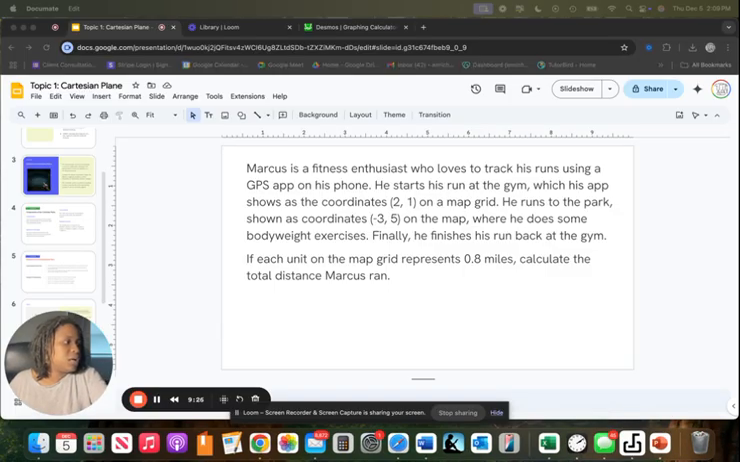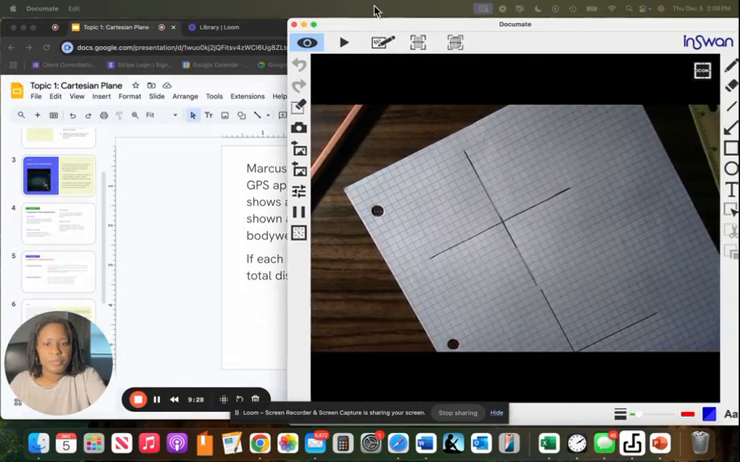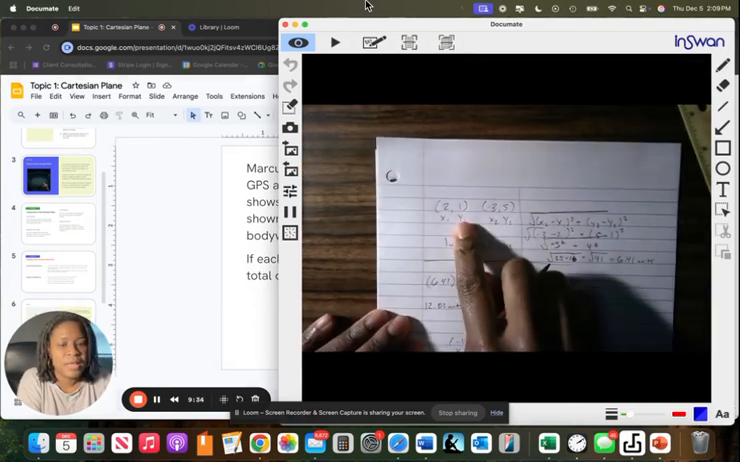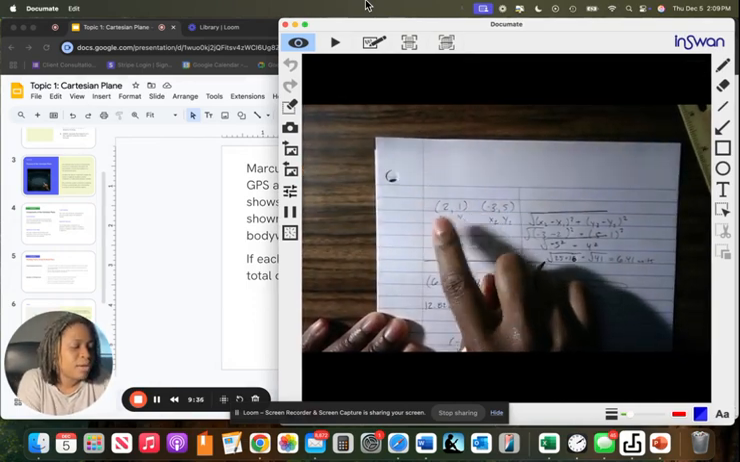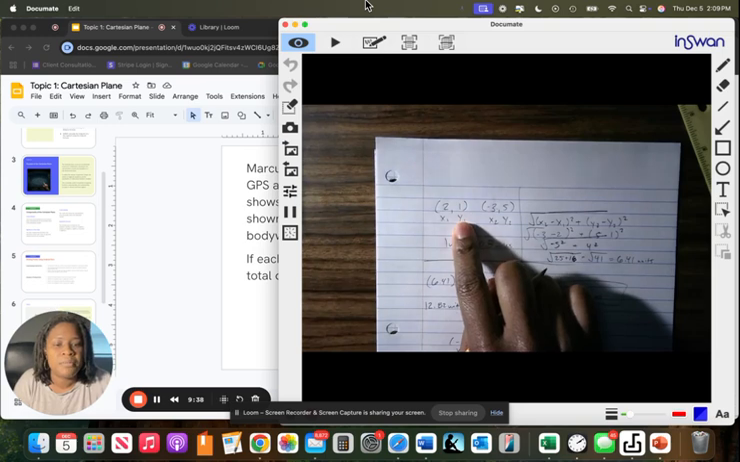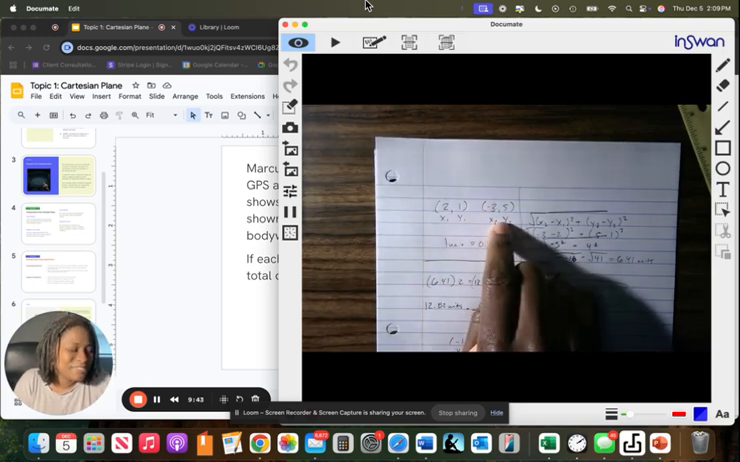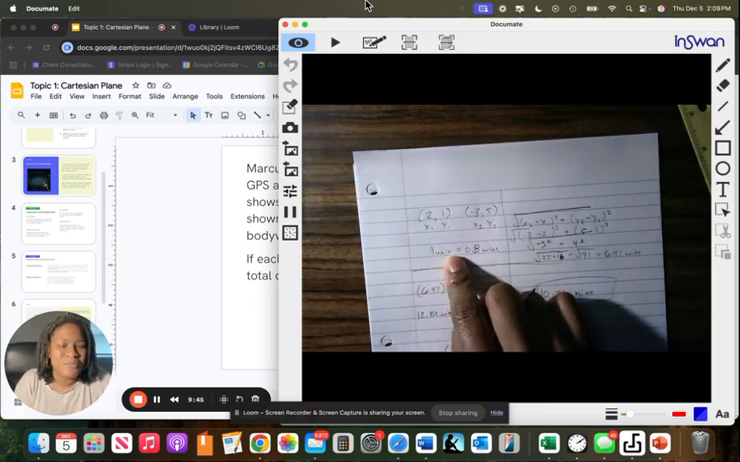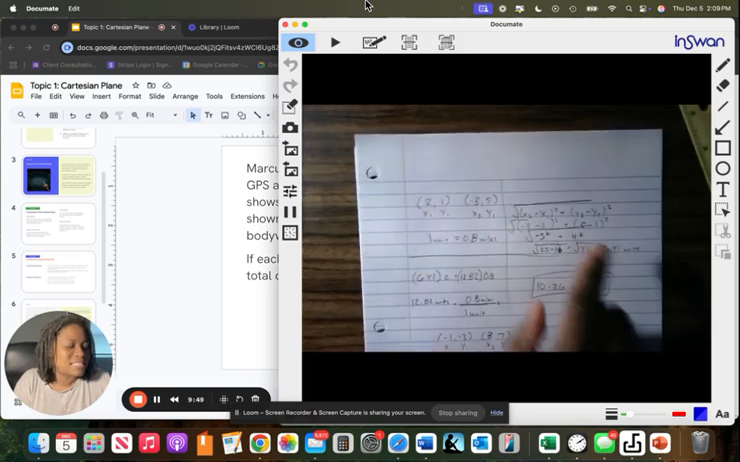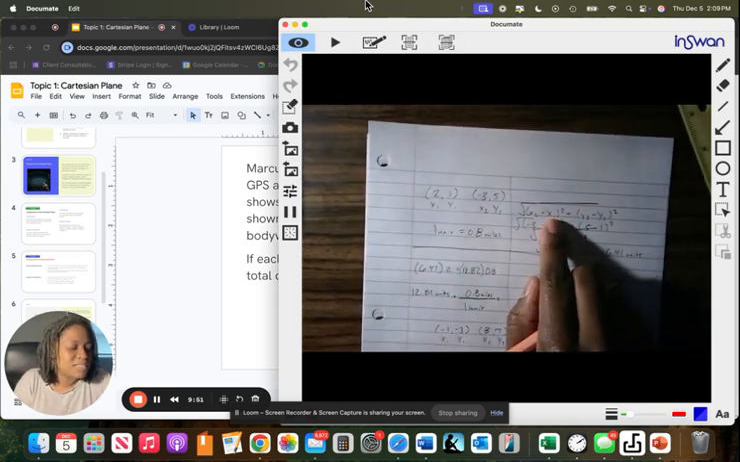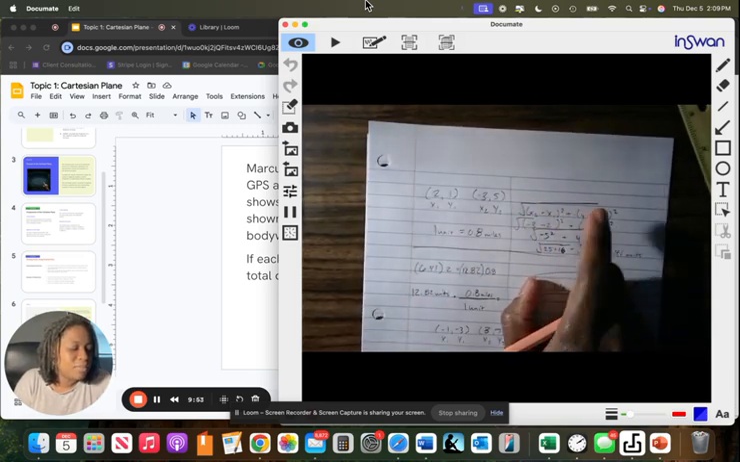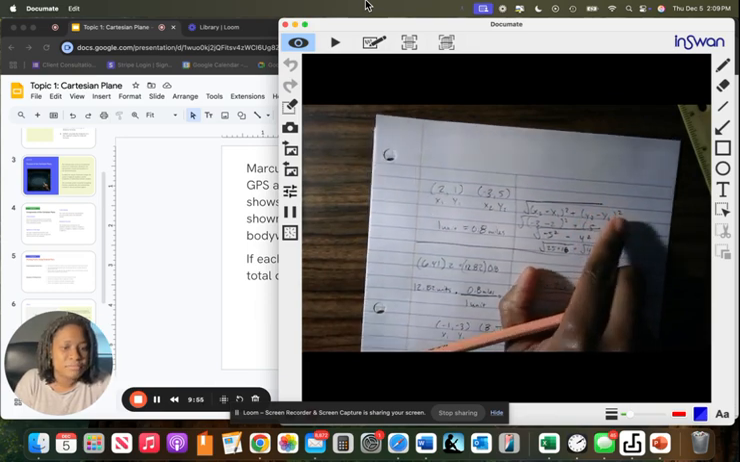So we're going to plug in our numbers. We have 2 and 1. I label them x1, y1, x2, y2. And then I put in my conversion: 1 unit is equal to 0.8 miles. Then I have my distance formula: x2 minus x1 squared plus y2 minus y1 squared.